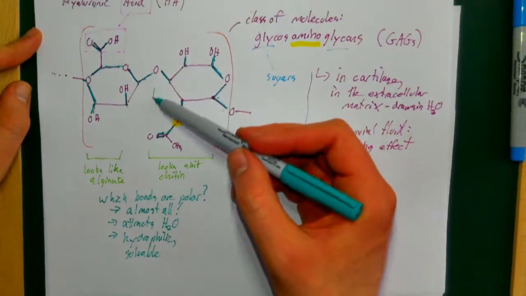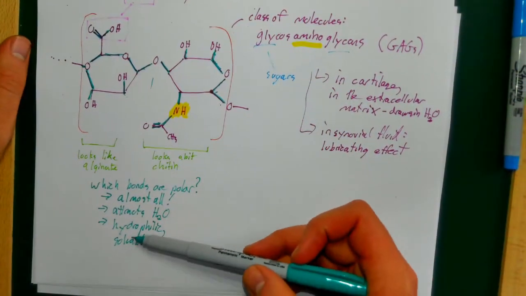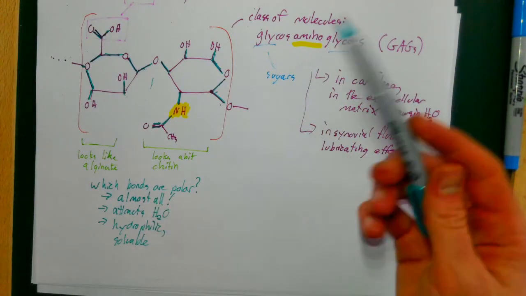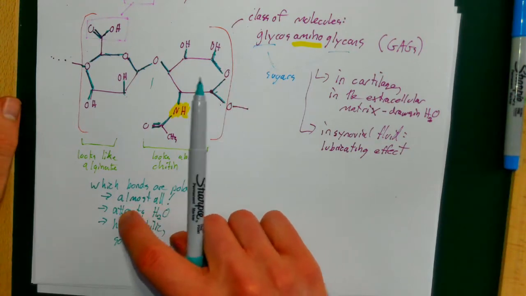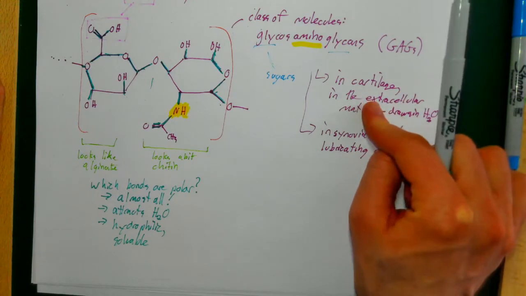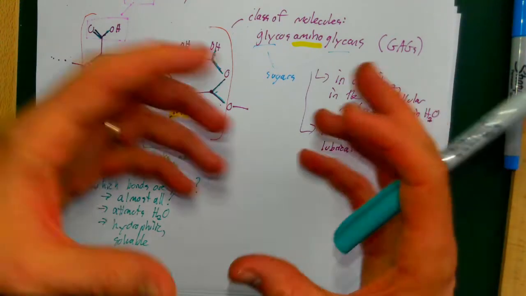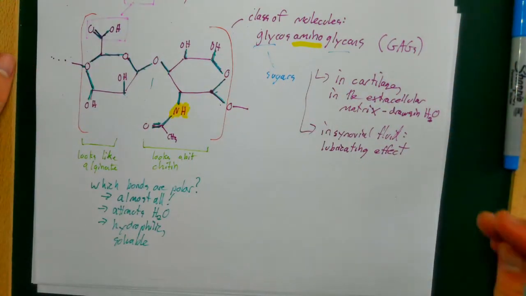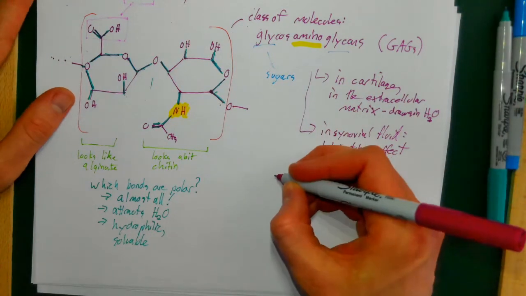So what does this mean? We have hyaluronic acid. Hyaluronic acid is very hydrophilic, so it pulls in lots of water. It's soluble in water. It attracts lots of water. So in the extracellular matrix, it helps keep that cartilage tissue hydrated. And in synovial fluid, it has this lubricating effect.